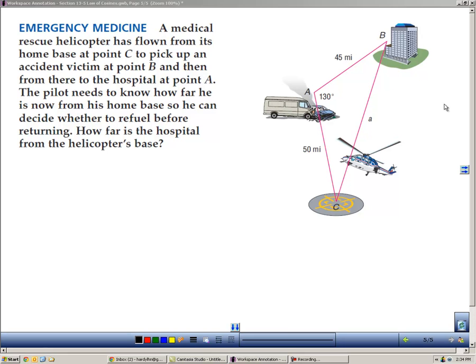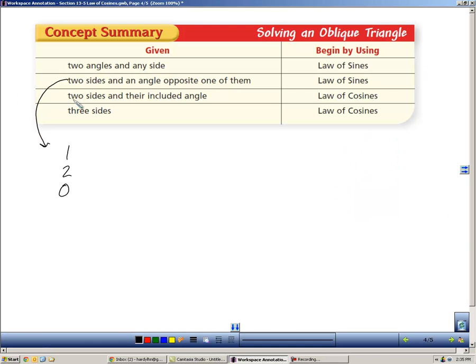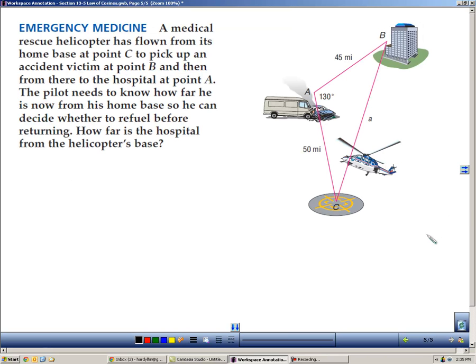In this real-world problem, we see that we have a rescue helicopter that has a base here. It's got a hospital here and an accident here at spot A. We know some pieces of the triangle. We know two of the sides and the angle between them, and we're trying to find this side that's across from angle A. Well, this is a perfect setup of a triangle that has two sides and their included angle. So we're going to use the law of cosines to solve this.